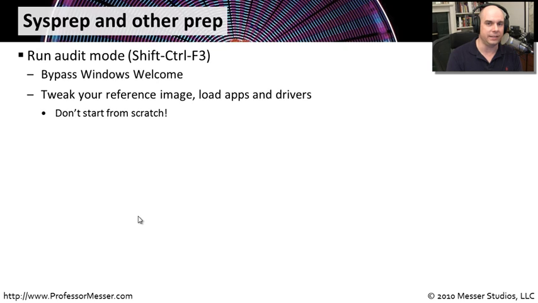Well, before we log in for the first time, we're going to use something called audit mode. This is hitting the Shift, Control, and F3 all together. We're going to bypass that Windows welcome screen where we put in our username information. We're going to change the image. You can load applications. You can change drivers. You can do everything from there. So later on, if you wanted to start this image back up again, you can go back into the audit mode and make those changes.